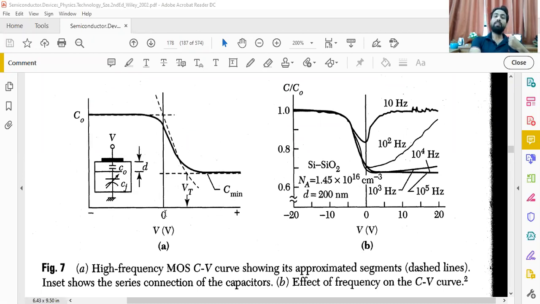While we are having positive voltage above 0, then Cj becomes effective. And when Cj becomes effective, then the net capacitance will be 1 upon C naught plus 1 upon Cj equals 1 upon C. So this changes the net value. That's exactly it. So this shows the maximum, C naught, and the minimum, C minimum. So these are the two levels.